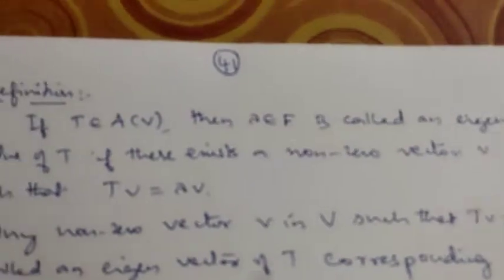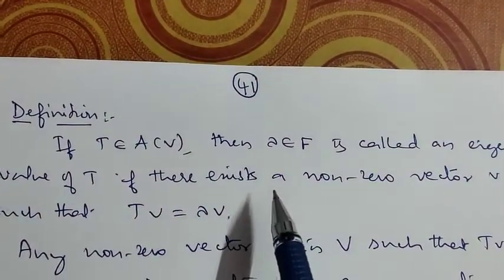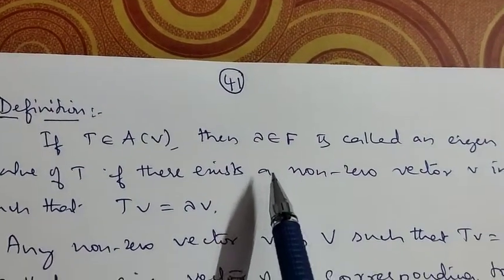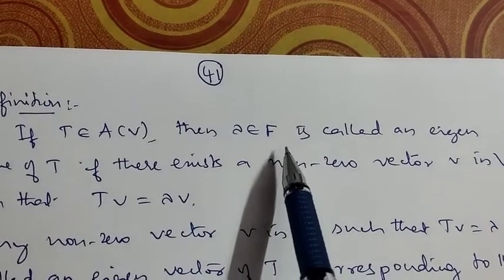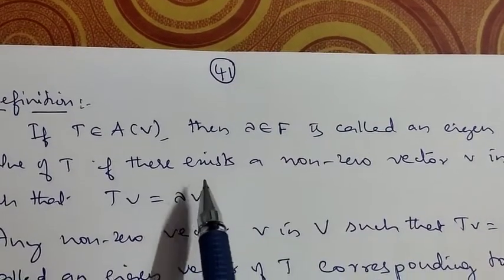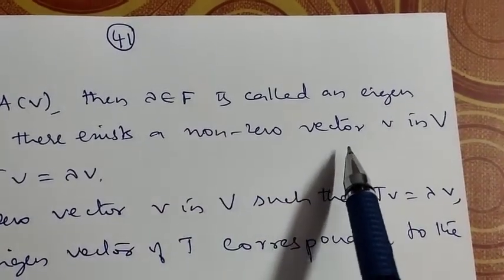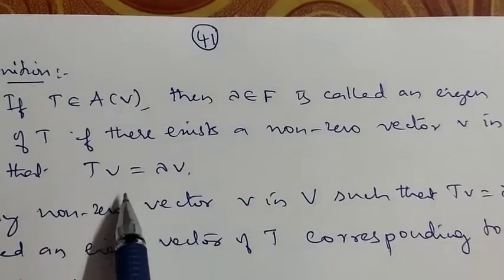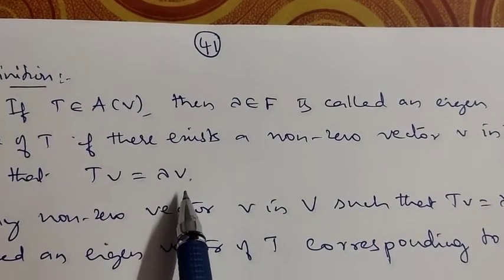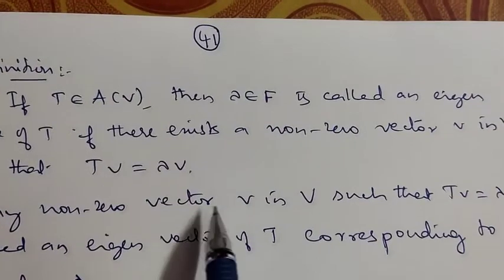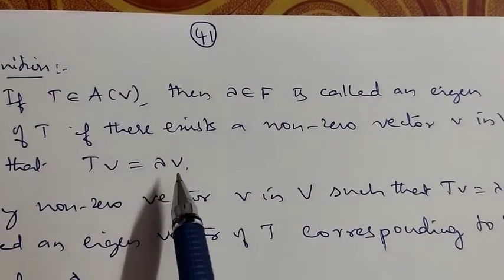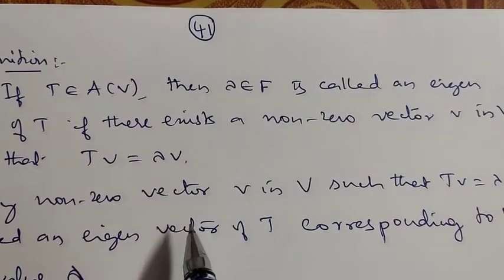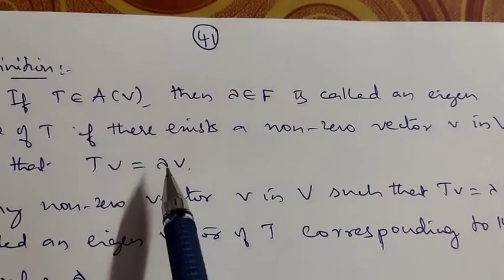Already I have given this definition. Once again I am taking it up. Say if T belongs to A of V, then the scalar lambda belonging to F is called an eigenvalue of T if there exists a non-zero vector V belonging to V such that T of V is equal to lambda times V. This non-zero vector V in V such that T of V is equal to lambda into V is called the eigenvector corresponding to the eigenvalue lambda.